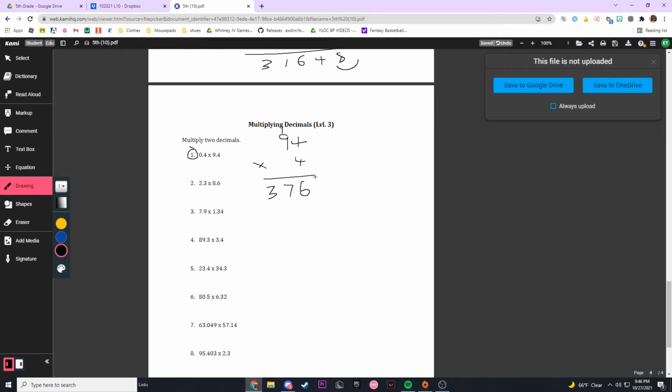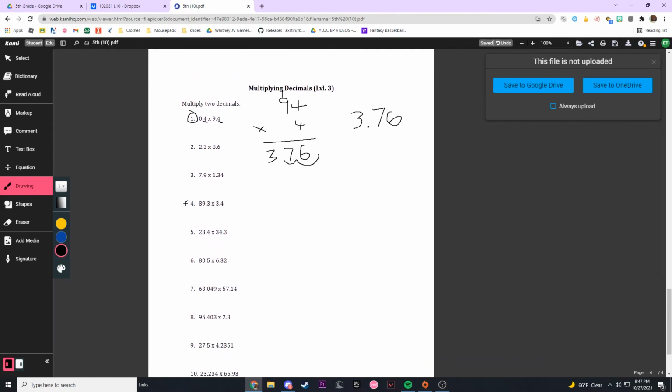So now we look at both of the decimals, and we see how many numbers are on the right of each decimal place. So for this one, there's only one number, so we're going to move it once. And then there's another one on the right of this decimal place, so we move it again to the left. Number 1, our answer is 3.76.